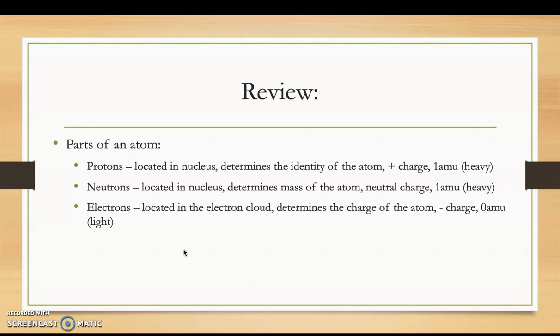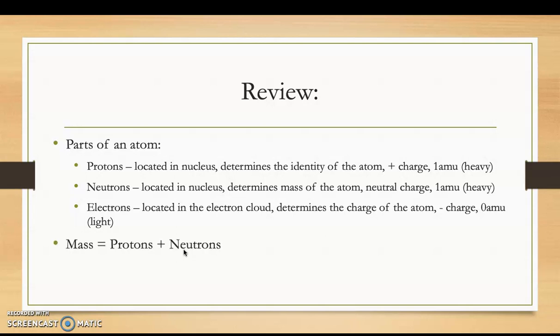The electrons are located in the electron cloud, or the orbitals. They determine the charge of the atom. They have a negative charge. They have a mass of about 0 AMU, which means they are very light when we compare them to protons and neutrons.